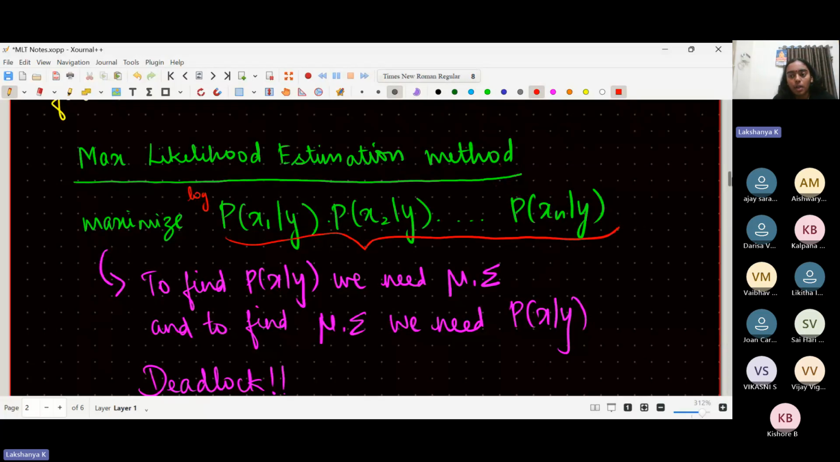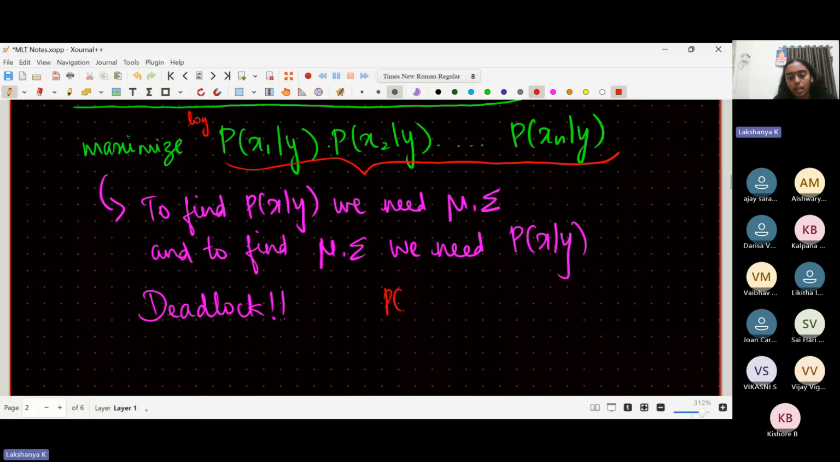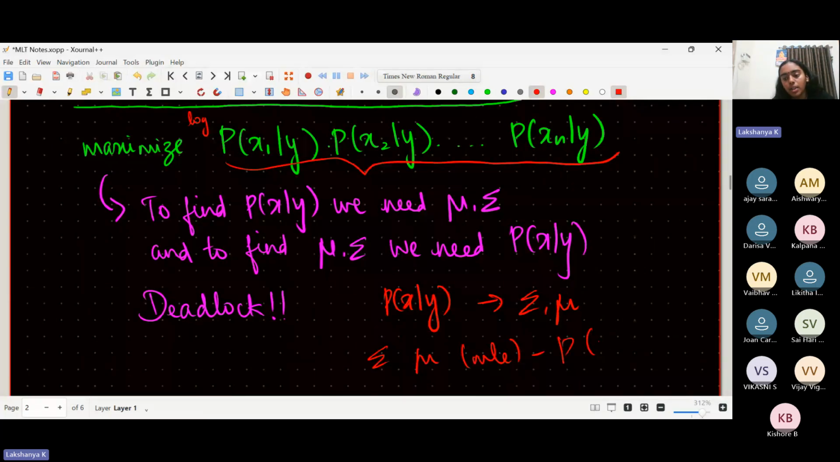So you see what the problem here is. To compute P of X given Y, I need sigma and mu. And to compute sigma and mu by the maximum likelihood estimation method, again I need P of X given Y. So we are in a sort of deadlock situation.